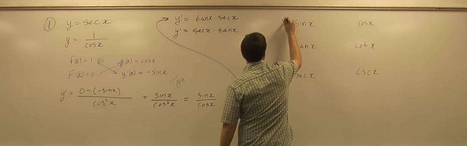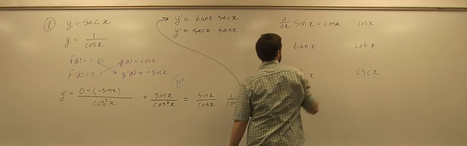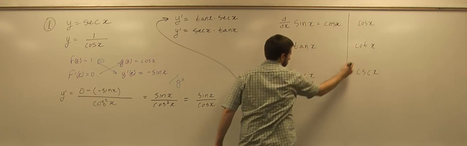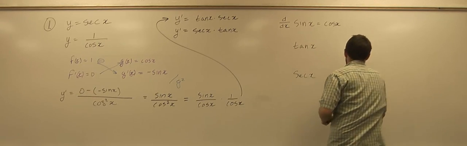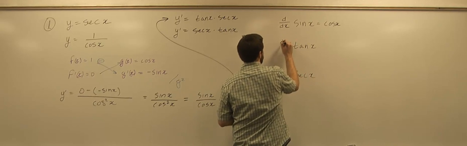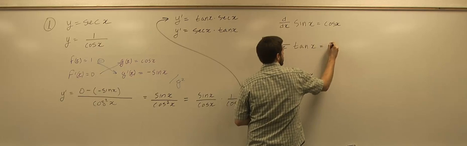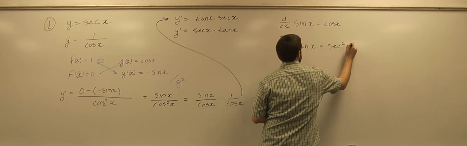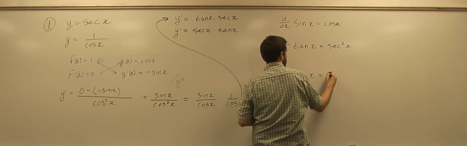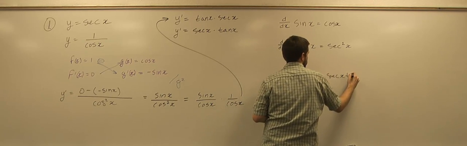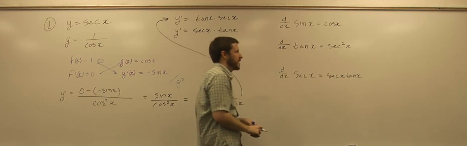The derivative of sine is cosine. The derivative of tangent, we just did that one. Remember what we got? Secant squared. The derivative of secant is secant tangent. So the derivative of secant is secant again, but it also picks up a tangent.